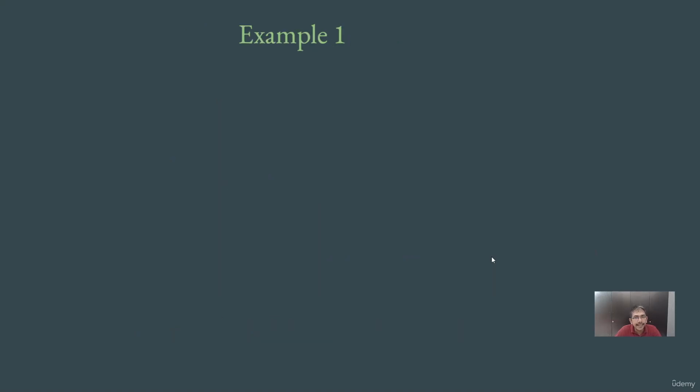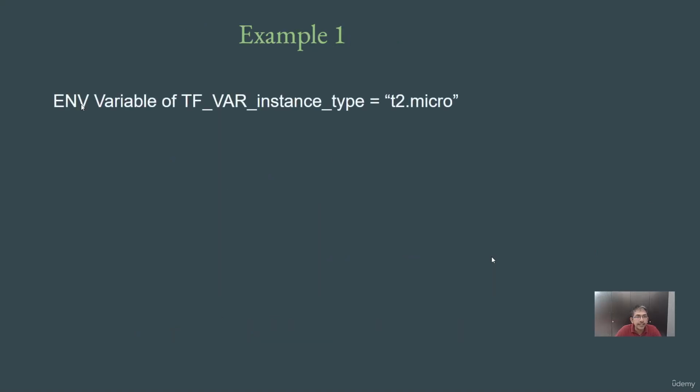So let's understand this with an example where you have an environment variable of instance type as t2.micro and you have the terraform.tfvars as t2.large. So based on our learning of the variable precedence, what is the value that Terraform is going to take?